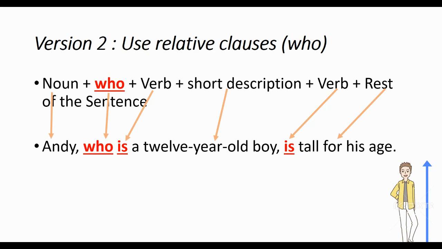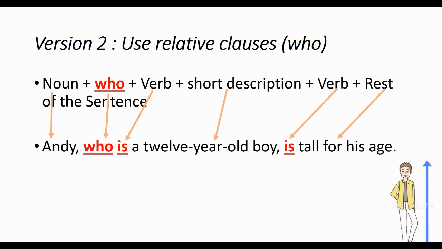So this sentence reads as Andy, who is a 12-year-old boy, is tall for his age. Okay, the previous example was Andy, comma, a 12-year-old boy, comma, is tall for his age. Same information, but shown to you in two different ways. Just like in maths, when you do a word problem, there can be two ways or three ways to solve a problem. The same thing for English as well. You can have multiple ways to write your sentence and to express your ideas.